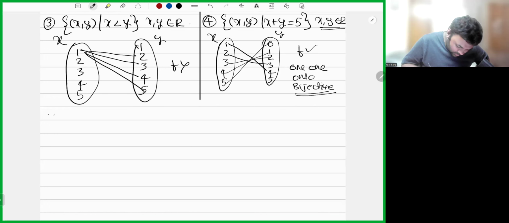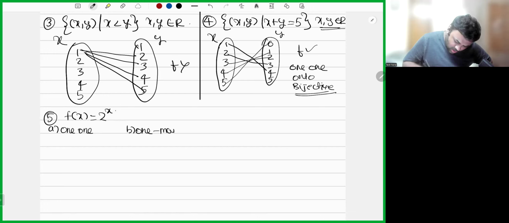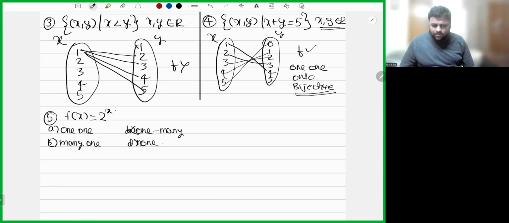Next, example number 5. f of x is equal to 2 power x. Option A, 1-1. Option B, 1-many. Option C, many-1. Option D, none. First, I can say that option B cannot be the answer, because 1-many is not a function at all.